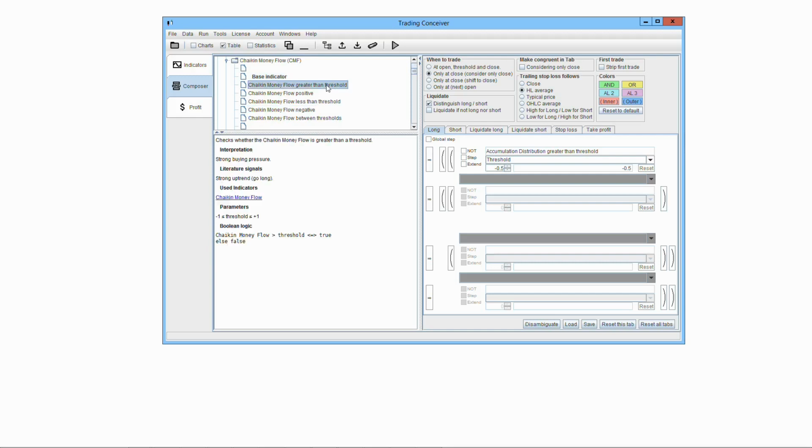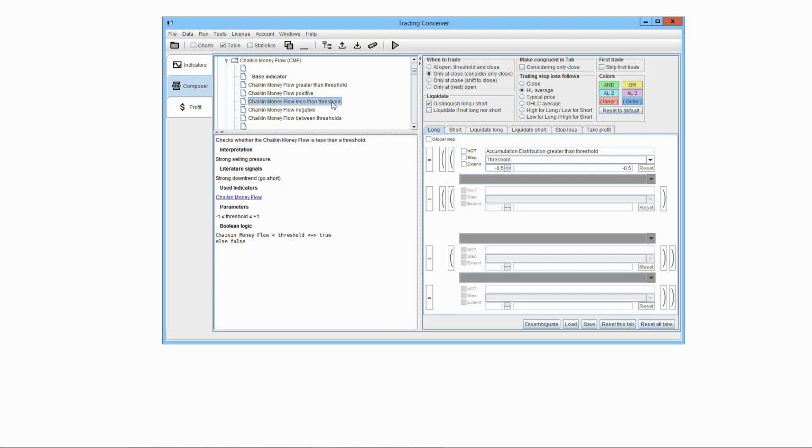The algorithm base indicator greater than threshold checks whether the base indicator is greater than the threshold, that is a particular value input by the user. So the algorithm is true if and only if the base indicator is strictly greater than the threshold. The algorithm base indicator positive checks whether the base indicator is positive, so the algorithm is true if and only if the base indicator is strictly greater than 0.